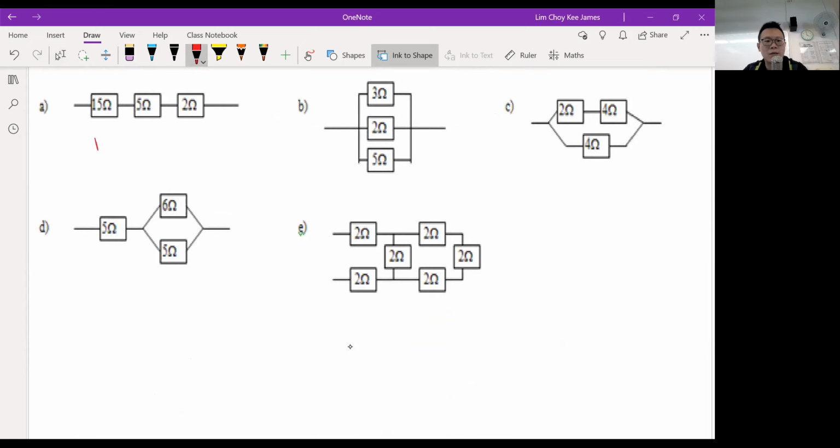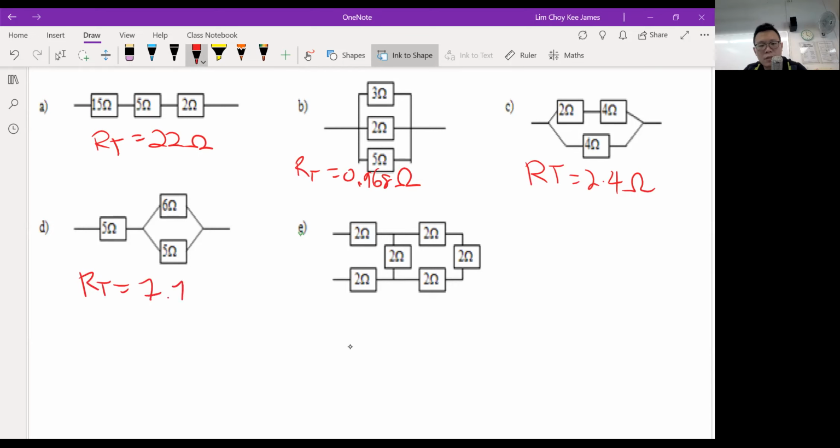For part A, it is a simple one. Everything adds up, so RT here will be 22 ohms. For part B, RT will be 0.968 ohms. For C, RT will be 2.4 ohms. For D, RT will be 7.73 ohms. For E, RT will be 5.5 ohms.